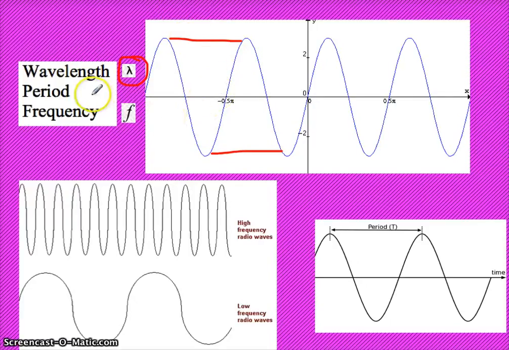Now let me talk about what the term period means. The symbol for period is T, which will be easy because it's in time. Period is the time required to go from crest to crest. So the time required for one wavelength. The time is period. The distance is wavelength.